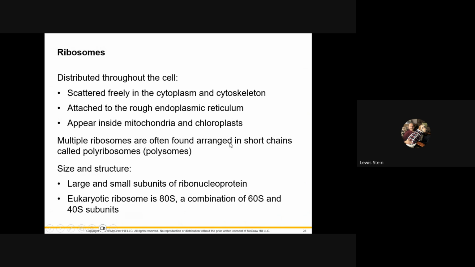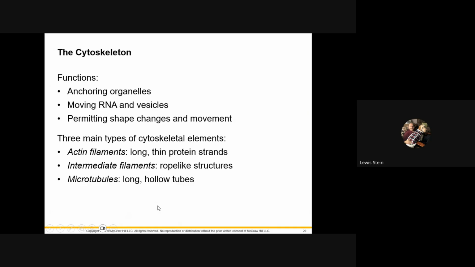So ribosomes all over the place. We don't have to worry about here. They have both bound and free ribosomes. Bacteria just free. And again, they're normally ADS other than in the mitochondria or the chlorophyll.